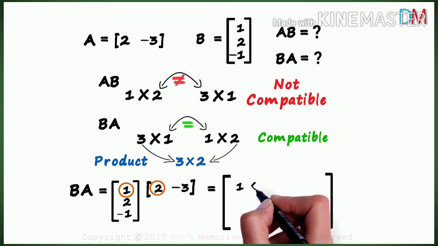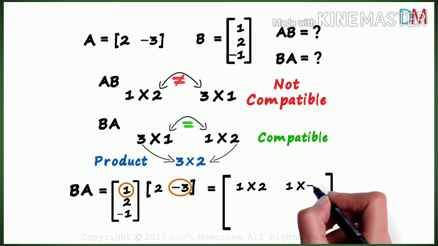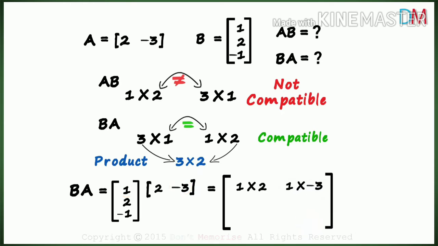We get 1 multiplied by 2. For the 1/2th element, we multiply the first row of the first matrix with the second column of the second matrix. That will give us 1 multiplied by -3. After we are done multiplying the first row with each of the columns of the second matrix, we move on to the second row. So the 2/1th element here will be the product of the second row of the first matrix and the first column of the second matrix. 2 multiplied by 2. Pause the video and try to find the remaining 3 elements.